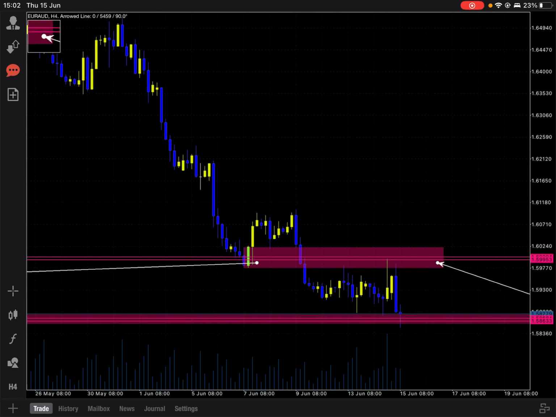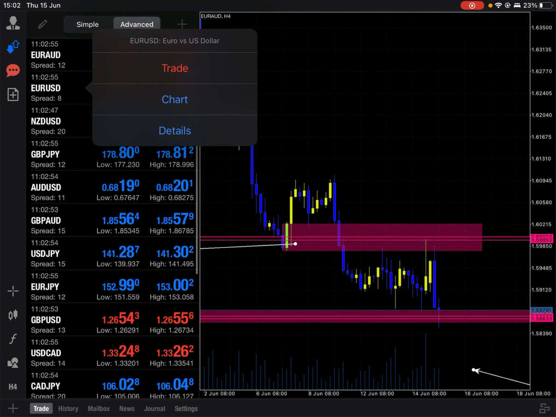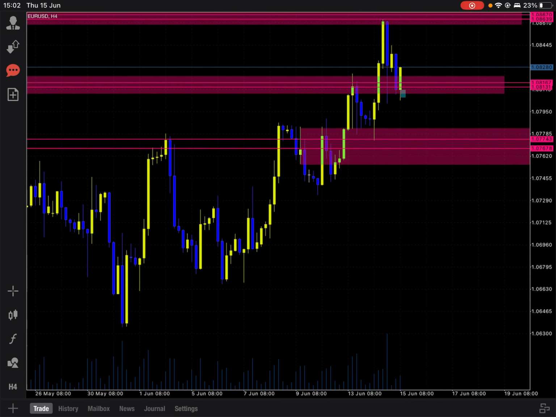All right, so that's it for EA, because if it decides to respect both of the zones, as you can see here, tap tap, you will see it just going sideways until one of the zones breaks. Now next pair, EU.